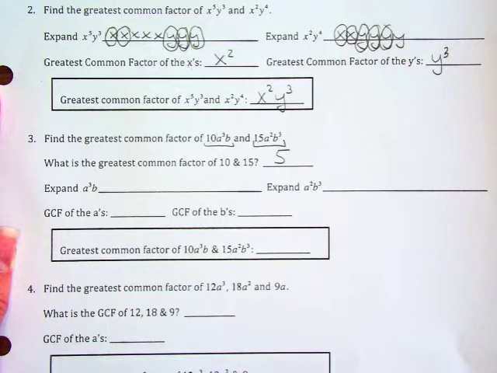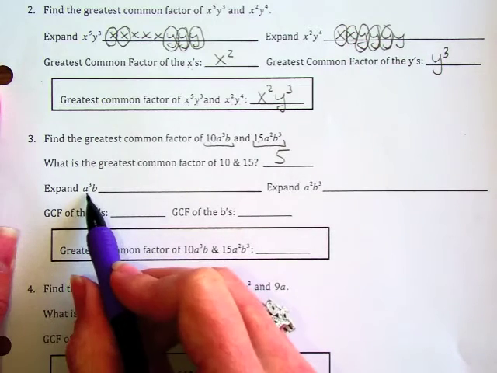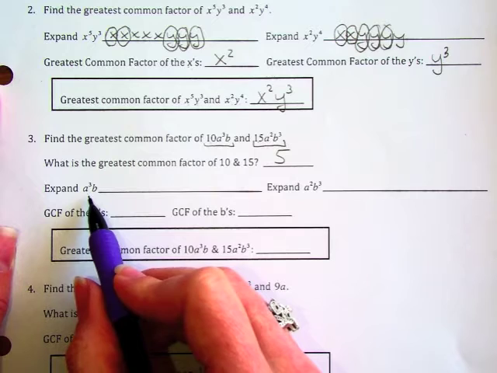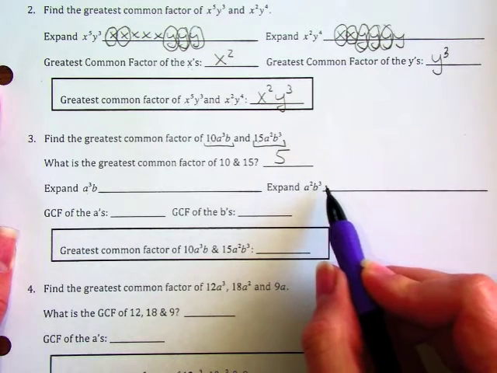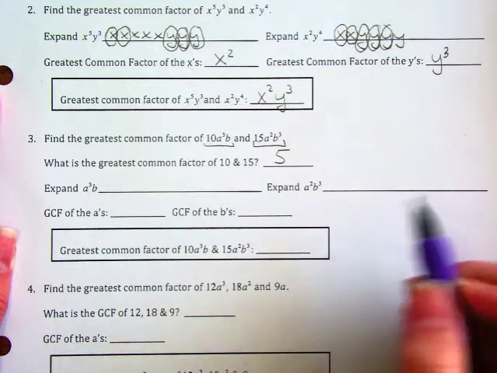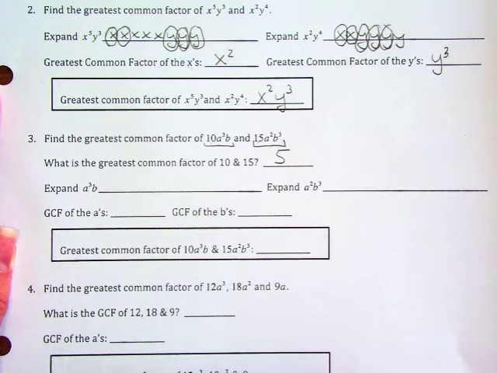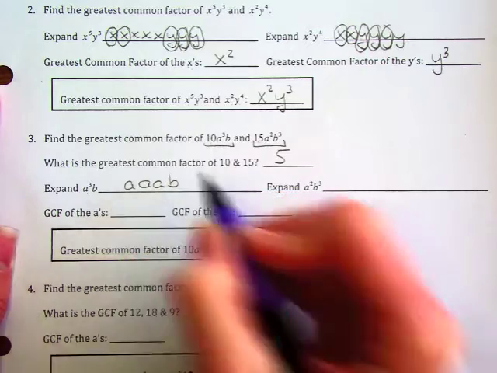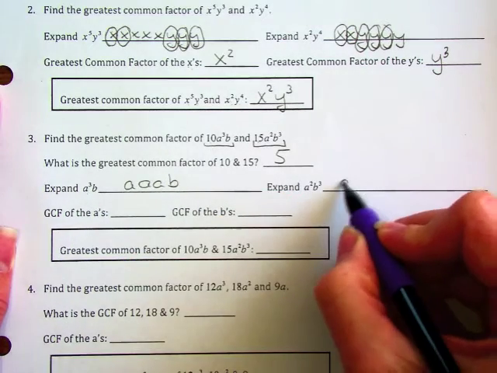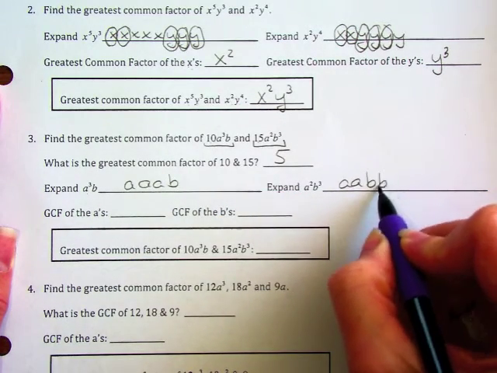Okay, now we're going to look at the variables. Take a minute, I want you to do the expanding step. Expand a cubed b, expand a squared b cubed. So pause again, write that expansion out. Okay, hopefully you have 3 a's multiplied with 1 b, and here we have 2 a's multiplied with 3 b's.